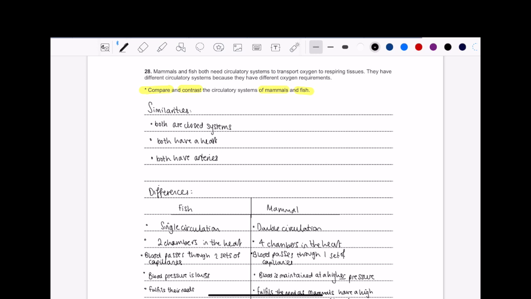So I've not compared them, I've highlighted them, and essentially I'm going to reword this question in a way that is easy for me. So I'm going to say, right, tell me the similarities and differences of the circulatory systems of mammals and fishes. Compare, contrast, aka similarities and differences.